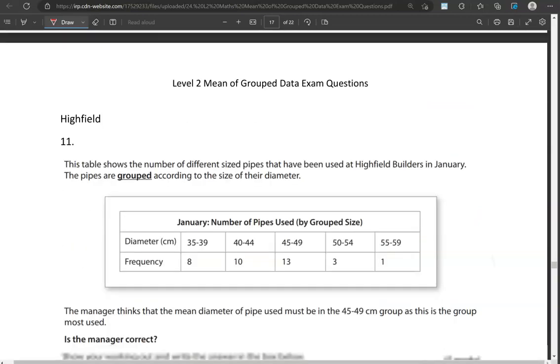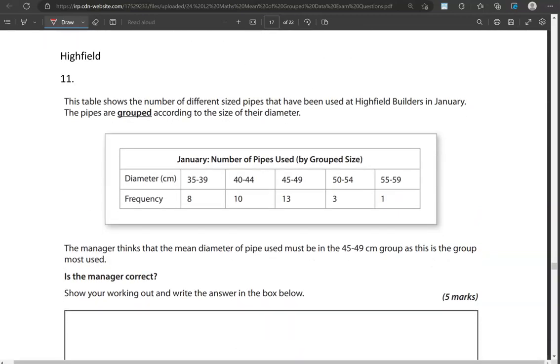or lower than 150. This table shows the number of different sized pipes that have been used at Highfield Builders in January. The pipes are grouped according to the size of their diameter. The manager thinks that the mean diameter of pipe used must be in the 45 to 49 centimeter group, as this is the group most used. Is the manager correct? Show your working out and write the answer in the box below.